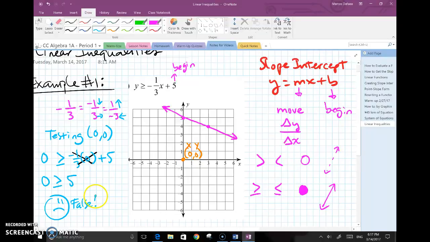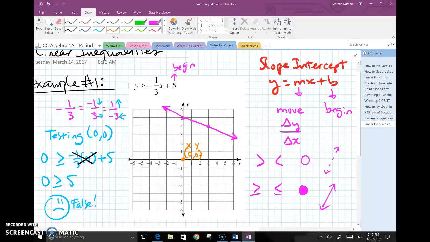Because it's false, that means that this point right here at the origin represents an entire area of points that are never going to work with this inequality. They will never make it into a true statement. So this 0, 0 was the representative, and it failed. It failed to negotiate that area.